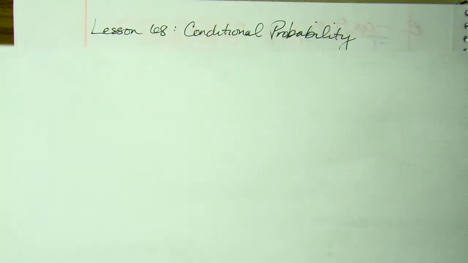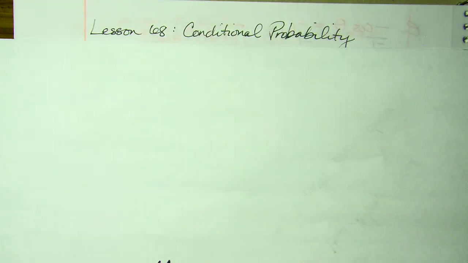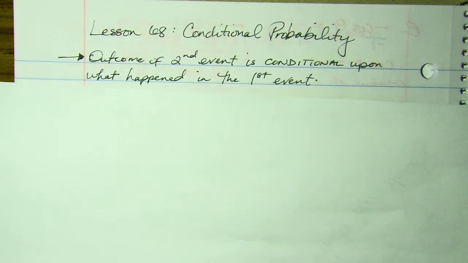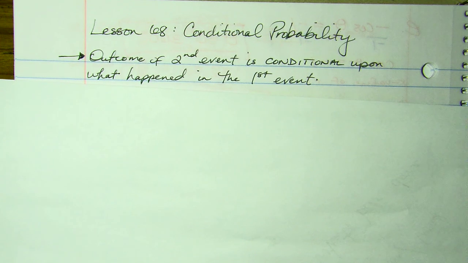We are going to cover lesson 68, conditional probability. Conditional probability means that the outcome of the second event is conditional upon what happened in the first event. You have more than one event occurring, and the second event is affected by whatever happened first. Kind of like the marble and socks example, if you keep it or don't replace an item, it affects the total of the second event.